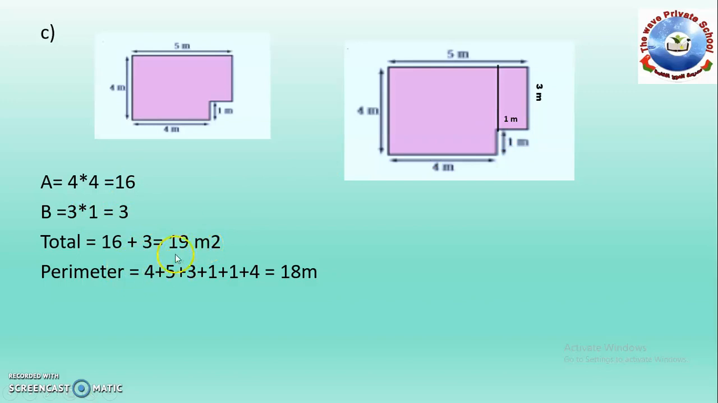After that, if you have to find the perimeter, just add all these values: 4 plus 5 plus 3 plus 1, then plus 1 and then plus 4. It will be equal to 18 meter. Is it clear now?